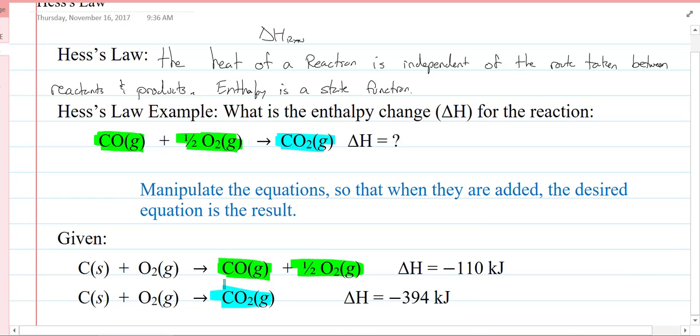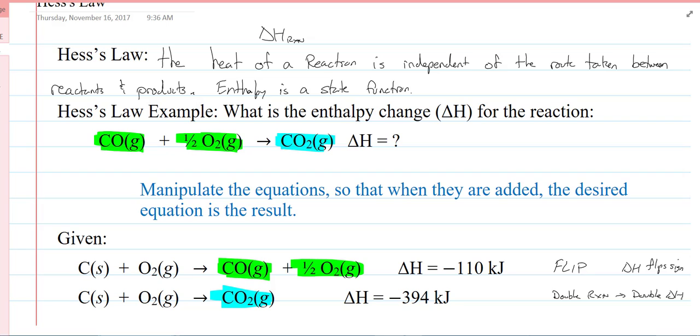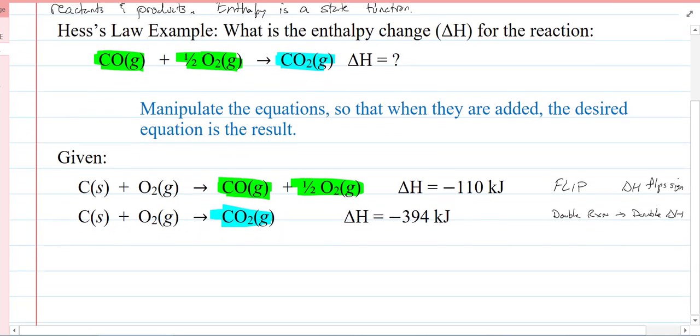So it looks like we have to flip the first one. If I flip the reaction, delta H changes sign. I can also double reactions, half reactions, triple reactions. If I double the reaction, I double delta H. So whatever I do to the reaction, I do to delta H. So in this case, I reverse equation 1, and then I can just keep equation 2.